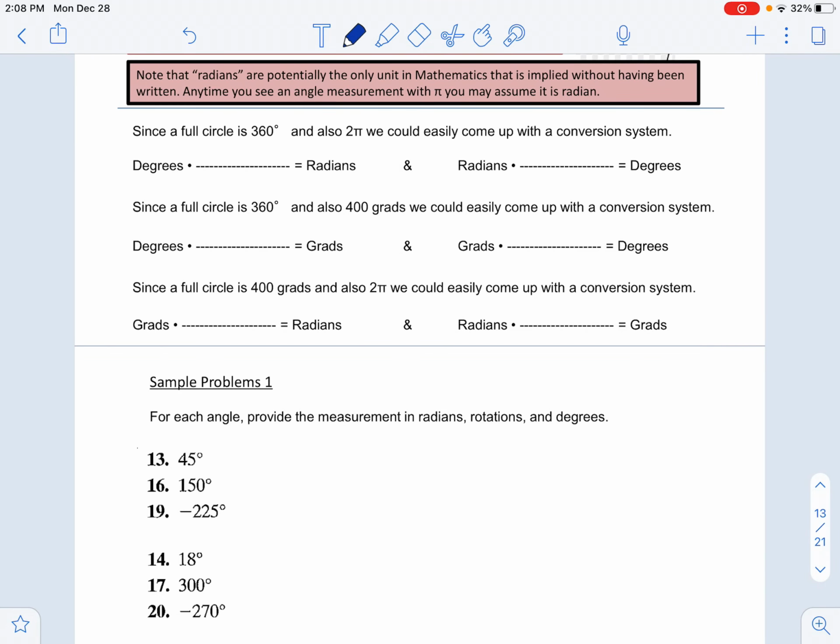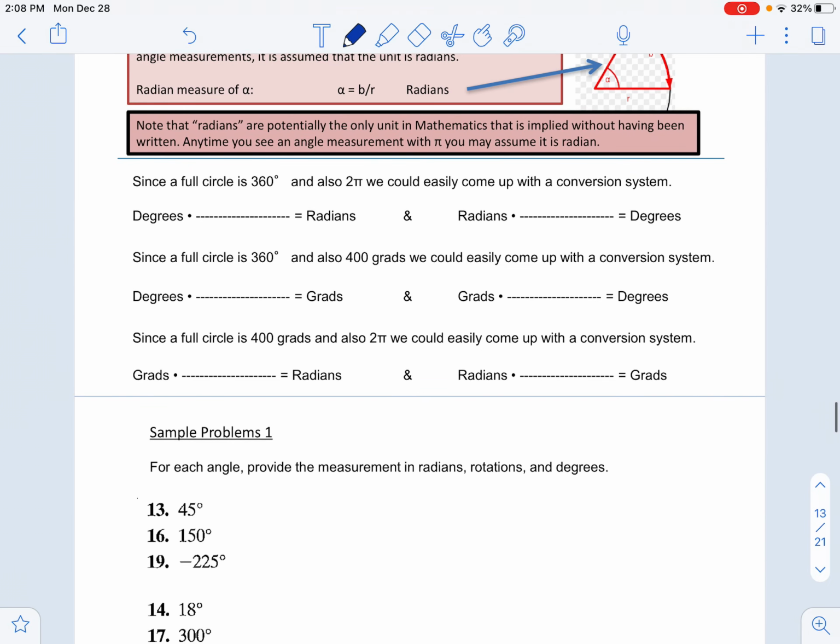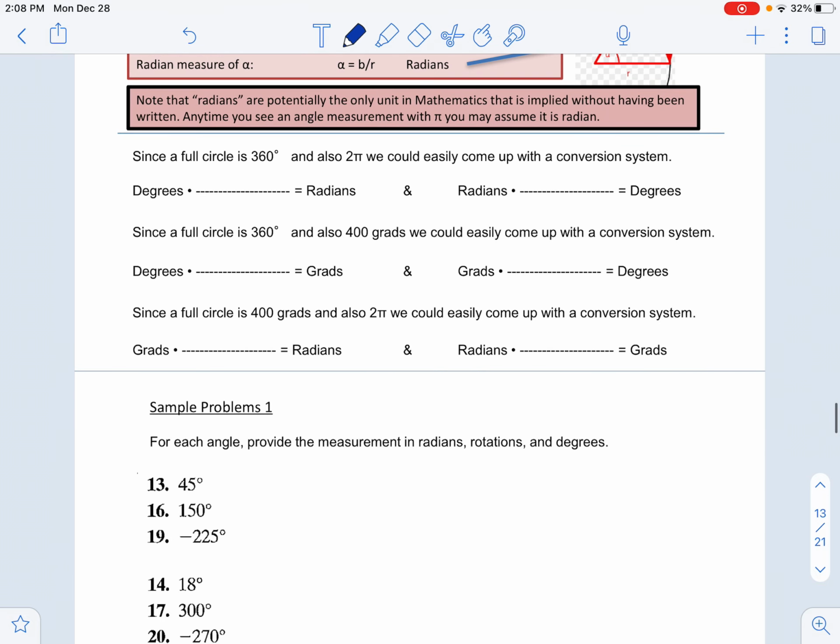So now in terms of conversion, how do you convert from degrees into radians, from radians into gons or grads, and so on and so on. Before we get really into this, I want to give you guys a general idea of what conversions are.